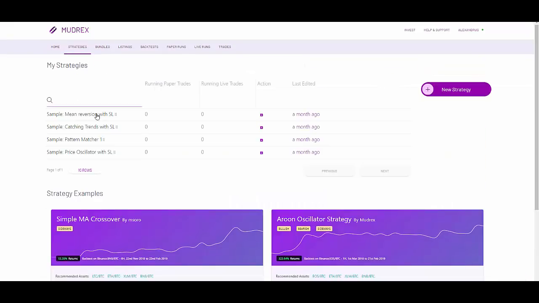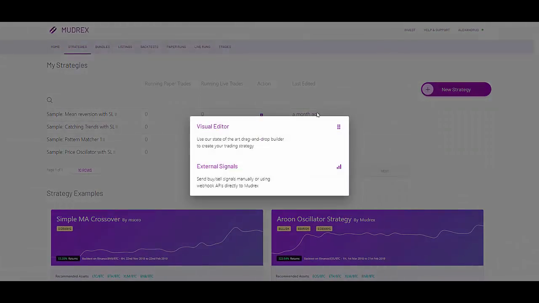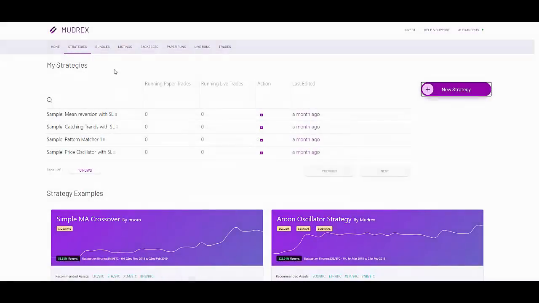So if you go here into the strategies, you can also add your own new strategy with Mudrex. If you are into trading, and if you want to get started with earning a passive income or sharing it with other people, then you can also build your own strategy. It's a little bit more complicated for people like me who are rather into that automatic mode, I guess. But you can even send buy and sell signals manually or using webhook APIs directly to Mudrex. So you can also use external signals as well.